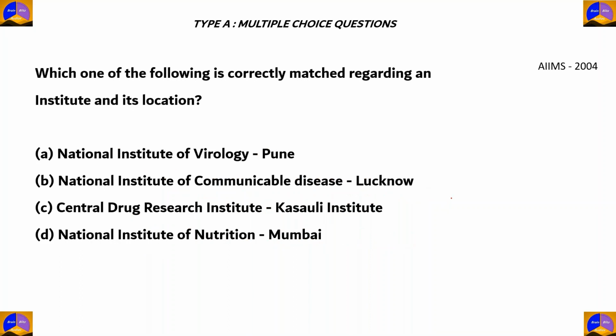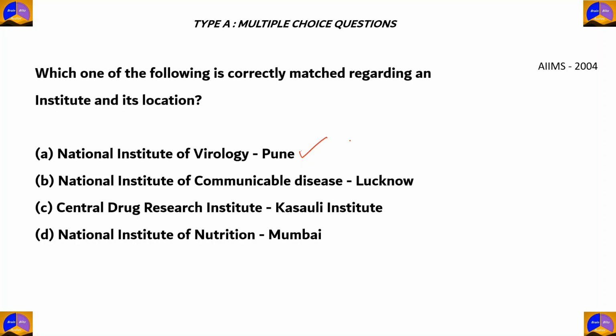Let's continue. Which one of the following is correctly matched regarding an institute and its location? A. National Institute of Virology, Pune. B. National Institute of Communicable Disease, Lucknow. C. Central Drug Research Institute, Kasauli Institute. And D. National Institute of Nutrition, Mumbai. Now, this question is pretty straightforward. I can only give you the right answer. The right answer is National Institute of Virology, Pune.